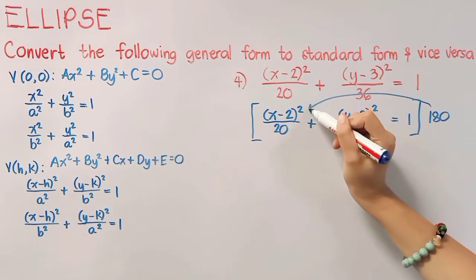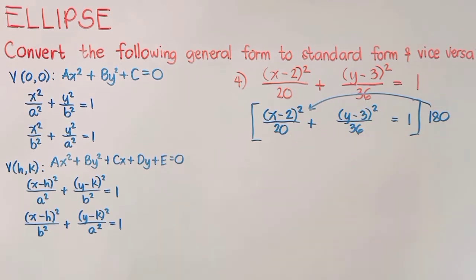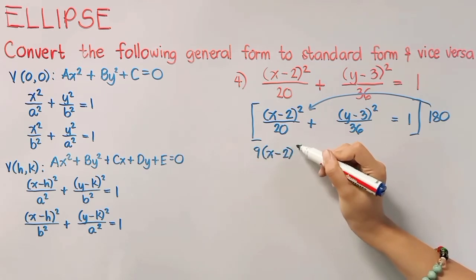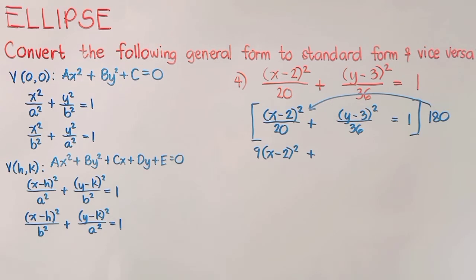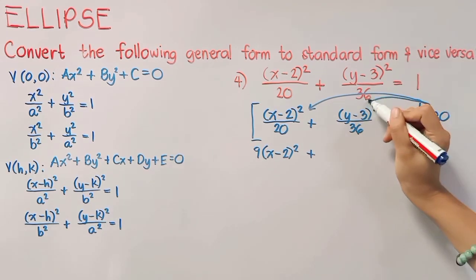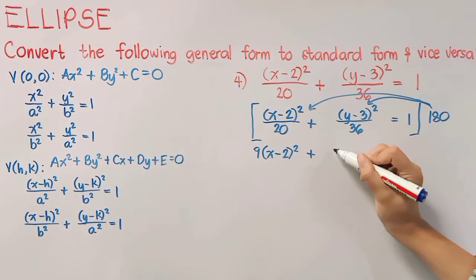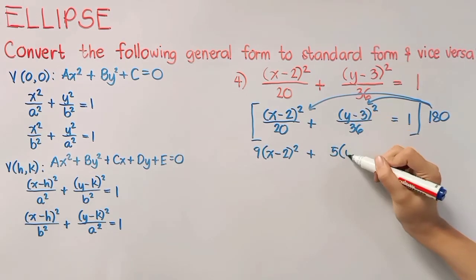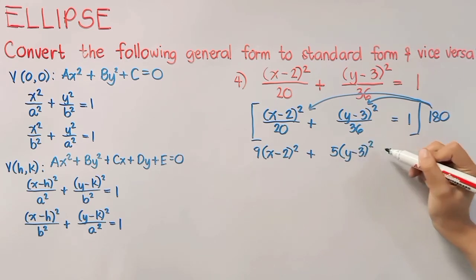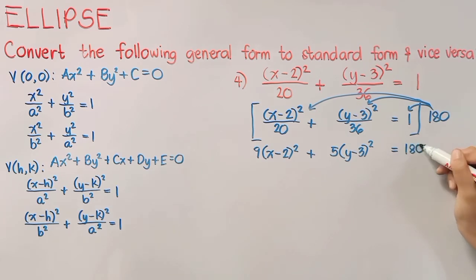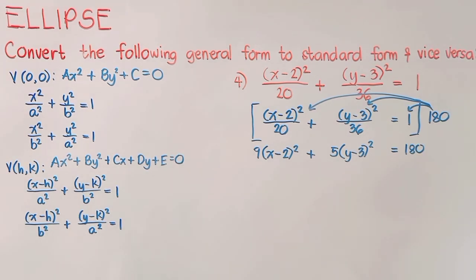Starting with the first term, 180 divided by 20 is equal to 9. So we will be writing 9 here multiplied to the numerator. On our second term, we have here 180 divided by 36 is 5. So we will be multiplying 5 to the numerator. And then 180 times 1 is 180. As you can see, there's no more fraction here and we can now proceed.